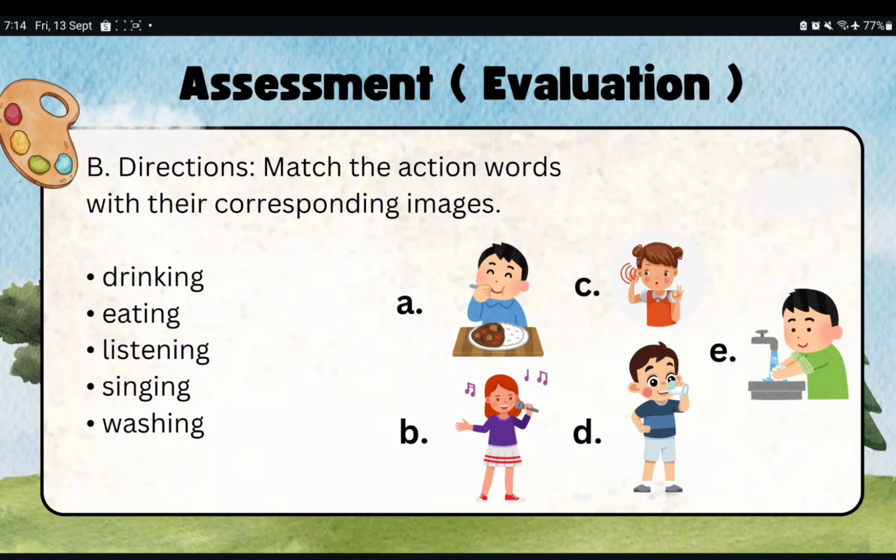In B, the direction is match the action words with their corresponding images. So in drinking, we match this with letter D. And eating, we match this with letter A. And listening, we match this with letter C. And singing is letter B. And last but not the least, the washing, and we match this with letter E.